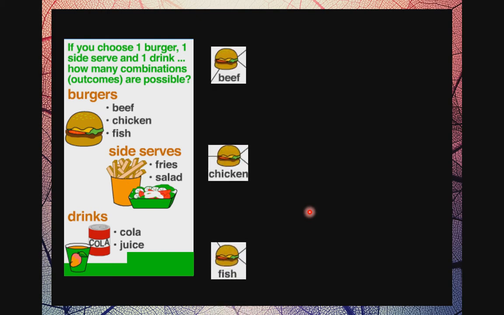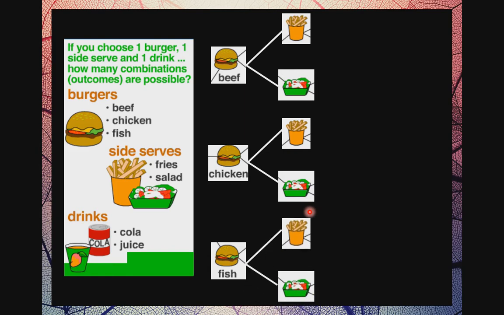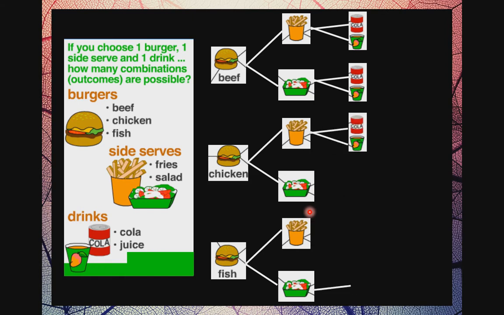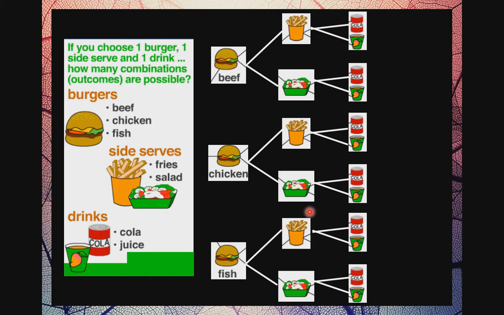For burgers, we have three choices. Then for each burger option, we can pair it with fries or salad. Next, we branch out the available drinks, cola and juice. So each of fries and salad can be paired with cola or juice. Okay, so how many combinations or possible outcomes can we choose from?